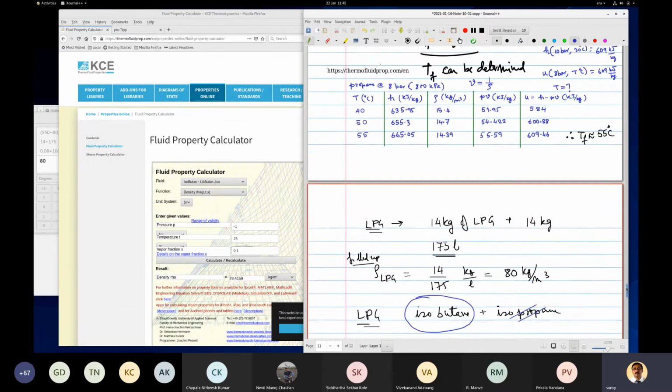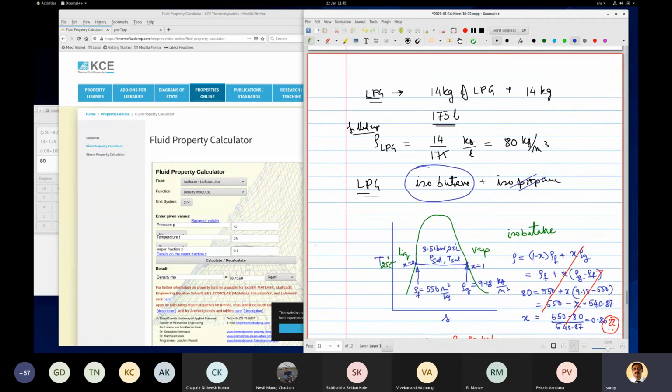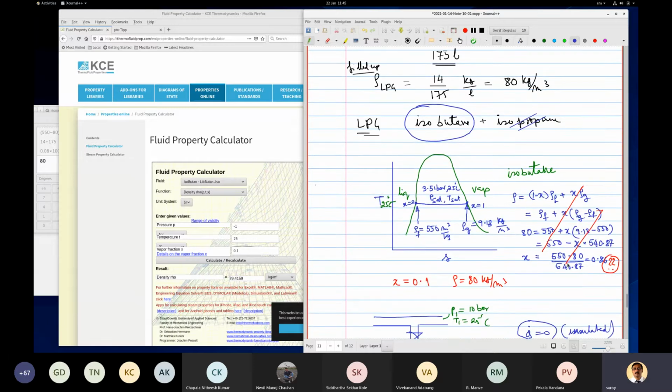So the actual LPG filling, as I told you, the one that we get at home: when they fill it up, the temperature rises. And then when you keep it in the warehouse, the temperature will again fall and the heat will be lost. The temperature will come down to 25 degrees centigrade and 3.5 bar. So when you get it at home, inside it's 3.51 bar, and it is x equal to 0.1, very close to this.